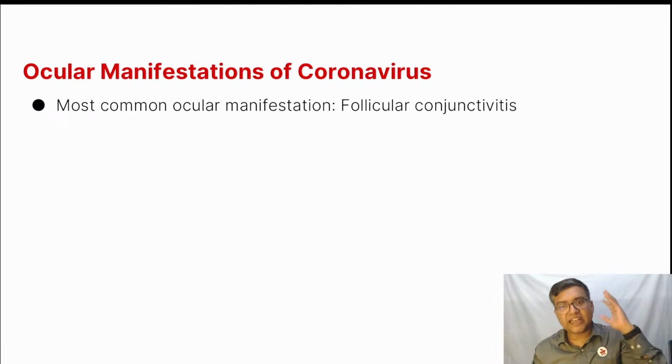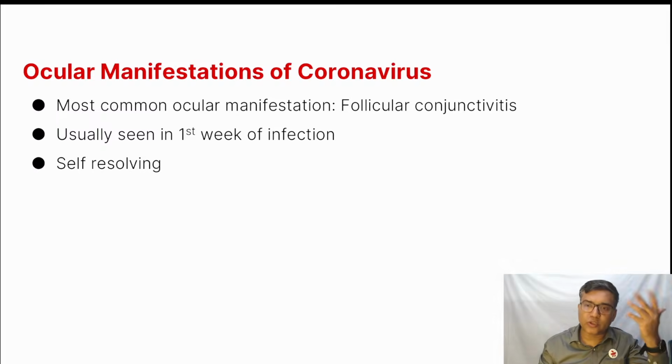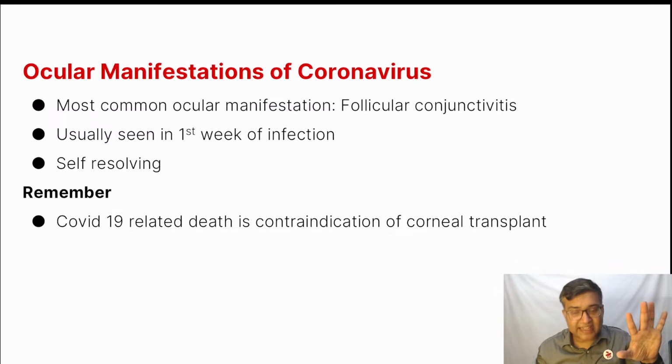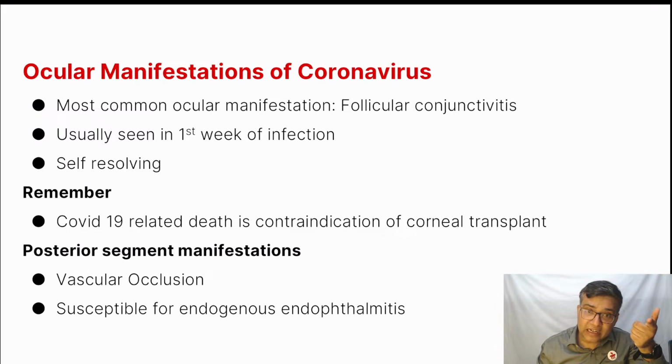Usually it is seen in the early infection, and in the Omicron variant they have shown that sometimes the initial presentation is also follicular conjunctivitis, but the best thing is that it is usually self-resolving. Remember, if the patient has died of COVID-19, it is a contraindication for corneal transplant. In the posterior segment, because in these patients there is hyperviscosity, there can be vascular occlusion, both central retinal artery occlusion as well as venous occlusion. And because these patients are on steroids, they are more prone to endogenous endophthalmitis.